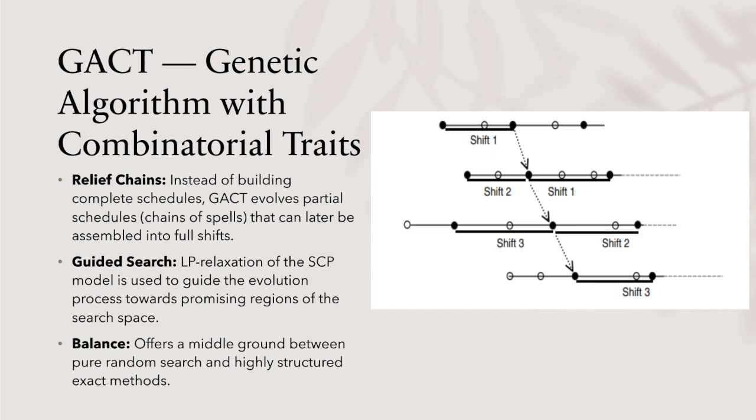It uses the result of linear programming relaxation, a simplified version of the SCP model, to bias evolution toward promising solutions. The given figure shows how spells are connected into partial relief chains that later become full shifts. This balance between randomness and structured guidance makes GACT a powerful scheduling tool.